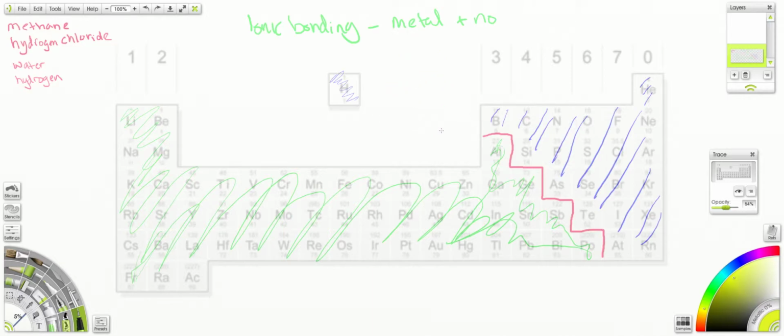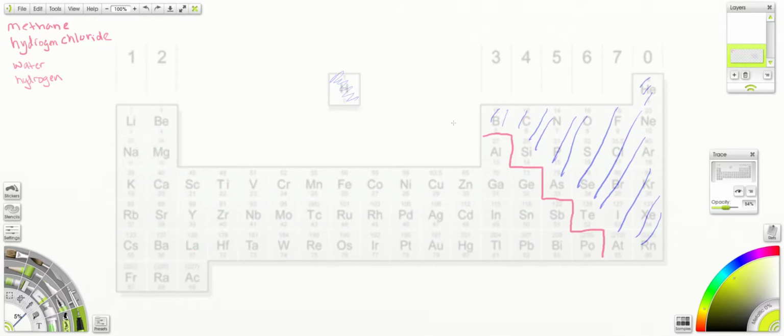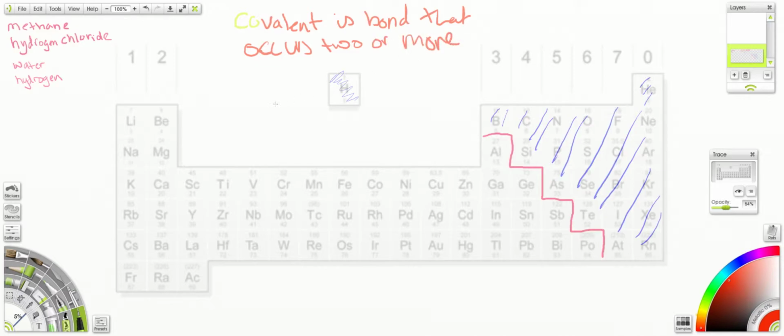Now what we're going to look at is covalent bonding. Covalent bonding is to do with this side only, the non-metals. So covalent bonding is a bond that occurs between two or more non-metals only. Okay, so that's everything on this side of the stepped line. So anything on the right hand side of the stepped line, including hydrogen as well. So these are the things that are going to react to form covalent bonds.